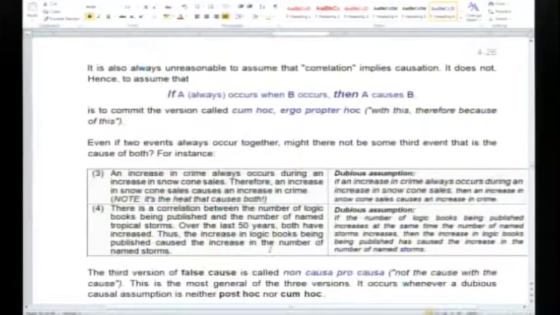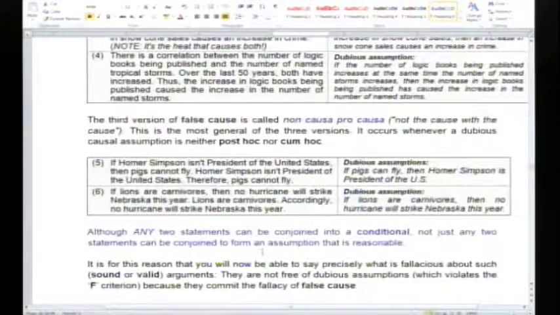Another way is cum hoc ergo propter hoc: because these two things always happen together, one's the cause of the other. But even if two events occur together, might there not be some third event that's the cause of them both? For instance, an increase in crime always occurs during an increase in snow cone sales. Therefore, an increase in snow cone sales causes an increase in crime. It's true that increases in crime do coincide with increases in snow cone sales. But it's not the snow cones, it's the heat, right? Does that make sense? This is the more common version of it.